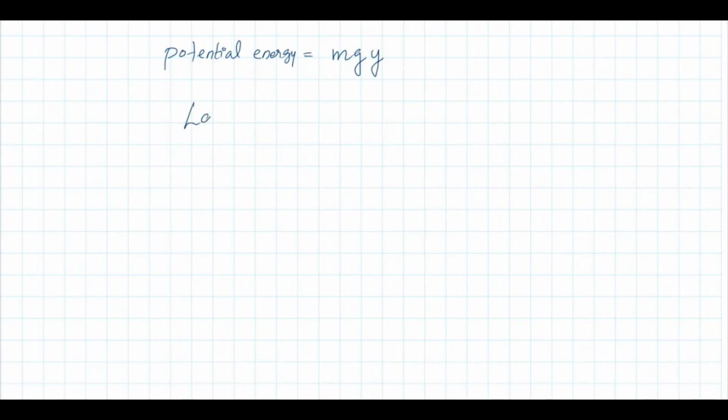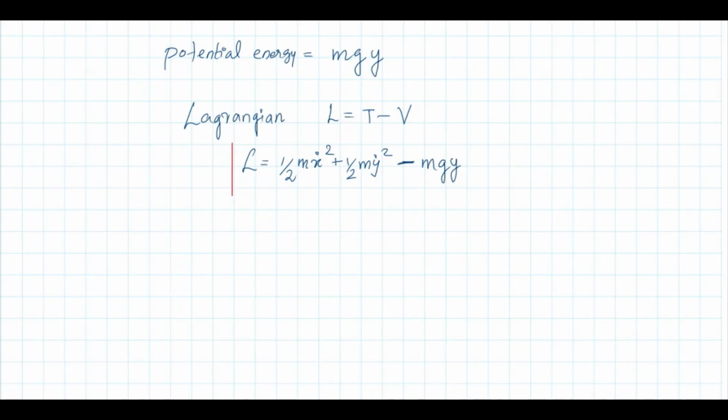Next step is writing the Lagrangian. Lagrangian L is the difference between kinetic energy and potential energy, T minus V. So now it is half m x dot square plus half m y dot square minus mgy. This is the Lagrangian of projectile motion using the generalized coordinates x and y. Now we can write equations of motion.